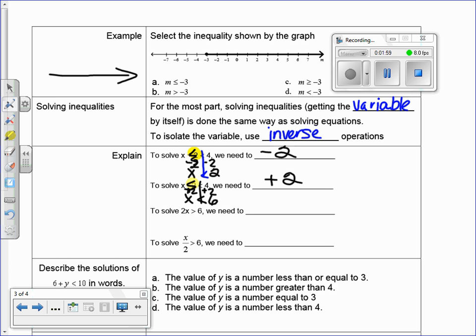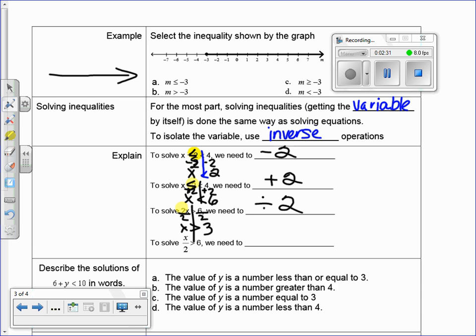Not too bad. So now I have 2x greater than 6. I'm going to highlight that 2. Again, I want to draw that line. The opposite of multiply, remember 2x means 2 times x, is to divide by 2. Divide both sides by 2, and x is going to be greater than 6 divided by 2, which is 3. So we need to divide by 2.